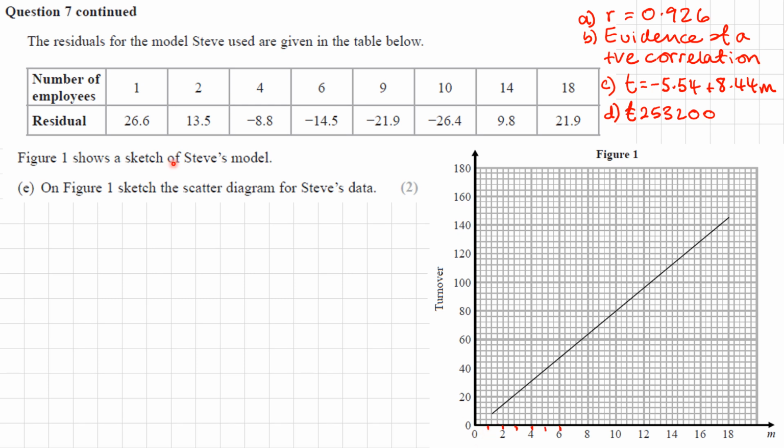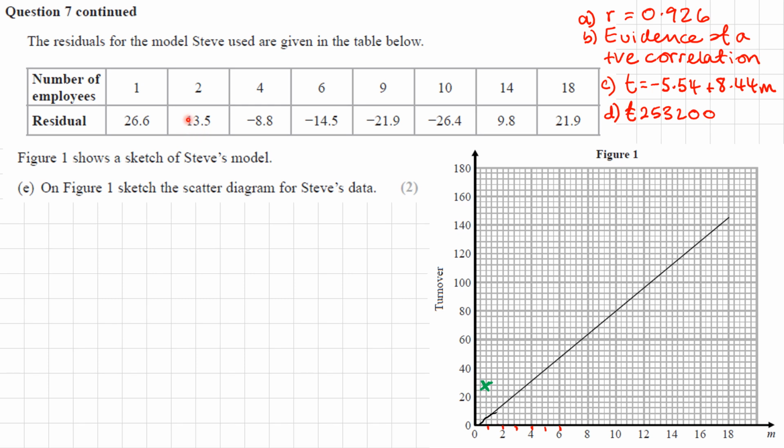Right, so starting with 1 employee, we've got a residual of 26.6. So if each square is worth 4, we're looking at about 6 squares above this point here. So it's going to be a bit of eyeballing, really, can't get it exactly, particularly as this regression line doesn't go all the way to 1 employee. I guess I could extend it to help me do it like this. And is it going to go far enough at the other end? Yeah, that's fine. So yeah, 6 squares above this point. So it'll be roughly this type of position.